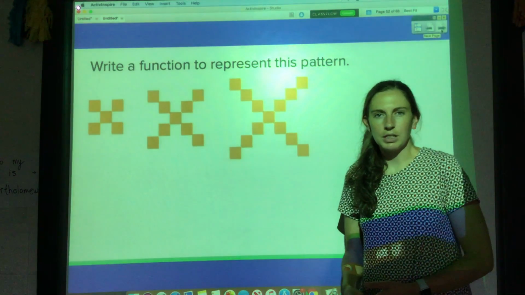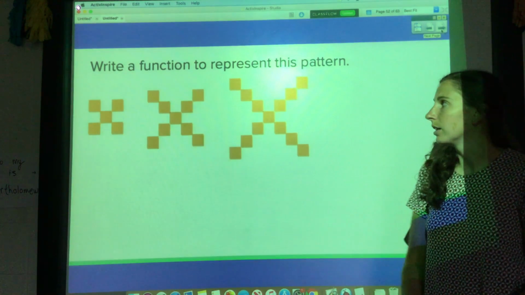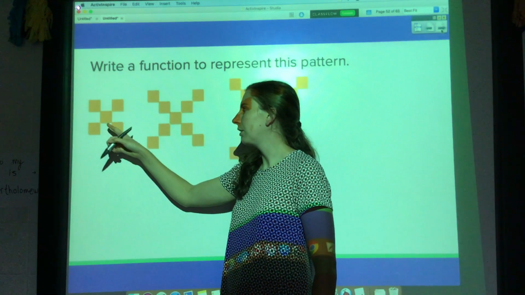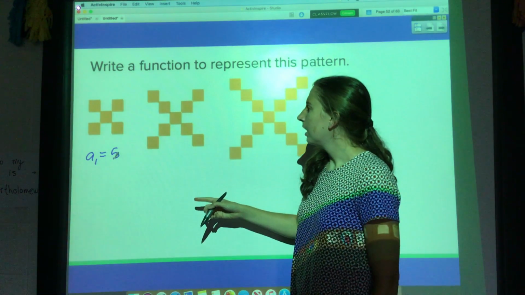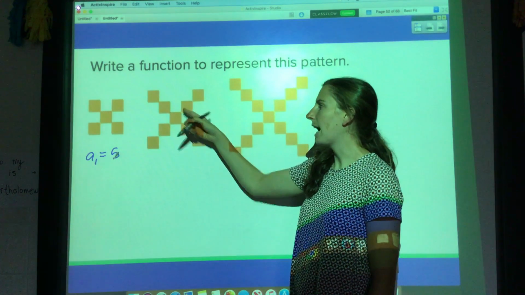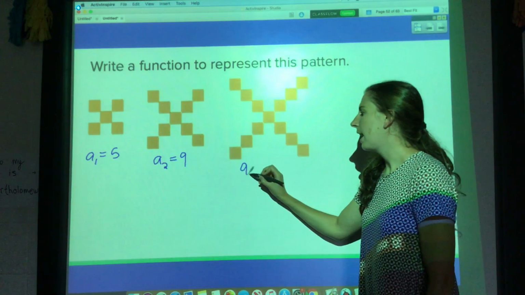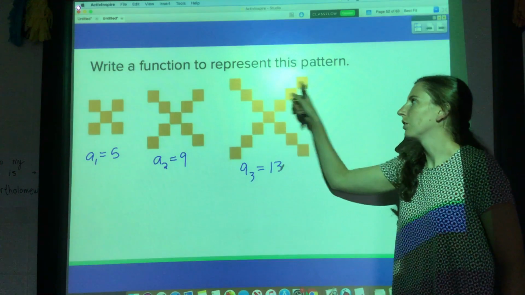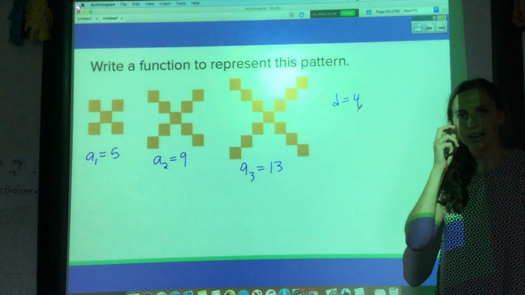Sometimes you might be given a sequence represented visually. For example, this pattern is an arithmetic sequence. So like this first one has 1, 2, 3, 4, 5 squares. So A1 is 5. This one takes those 5 squares and adds another one on the outside. So it adds another 4. So this A2 is 9 squares. A3 is 13 squares. Again, it adds another 4 squares. And so you may notice our common difference is 4 because I'm adding 4 each time.